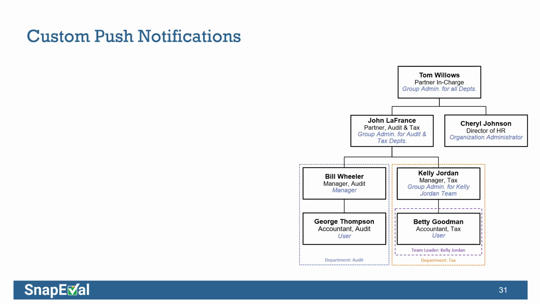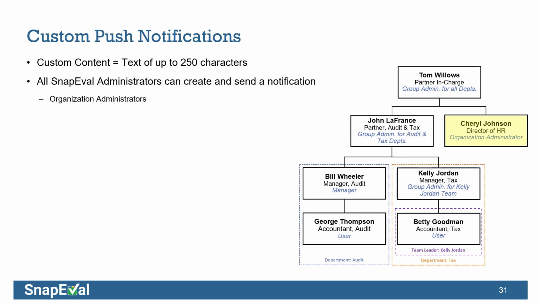So let's talk about custom push notifications. Now, when I say custom push notification, what I mean is you can create a push notification like the one I showed you on the previous page that says, "Cheryl, don't forget about our 2 p.m. meeting," or whatever you want that content to be. It can be up to 250 characters in length, and essentially anybody who's an organization administrator can create a push notification for the team, or anybody who is a group administrator can create a push notification.